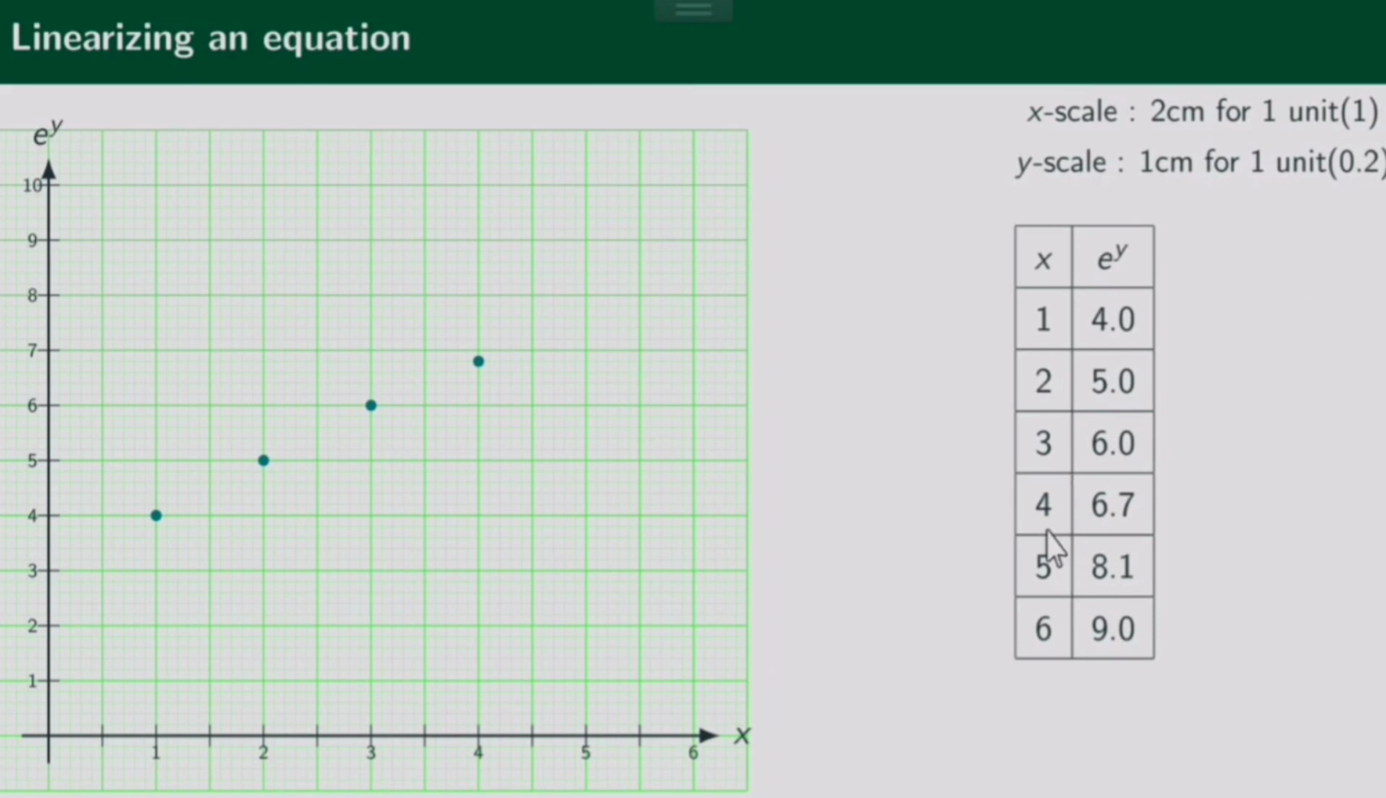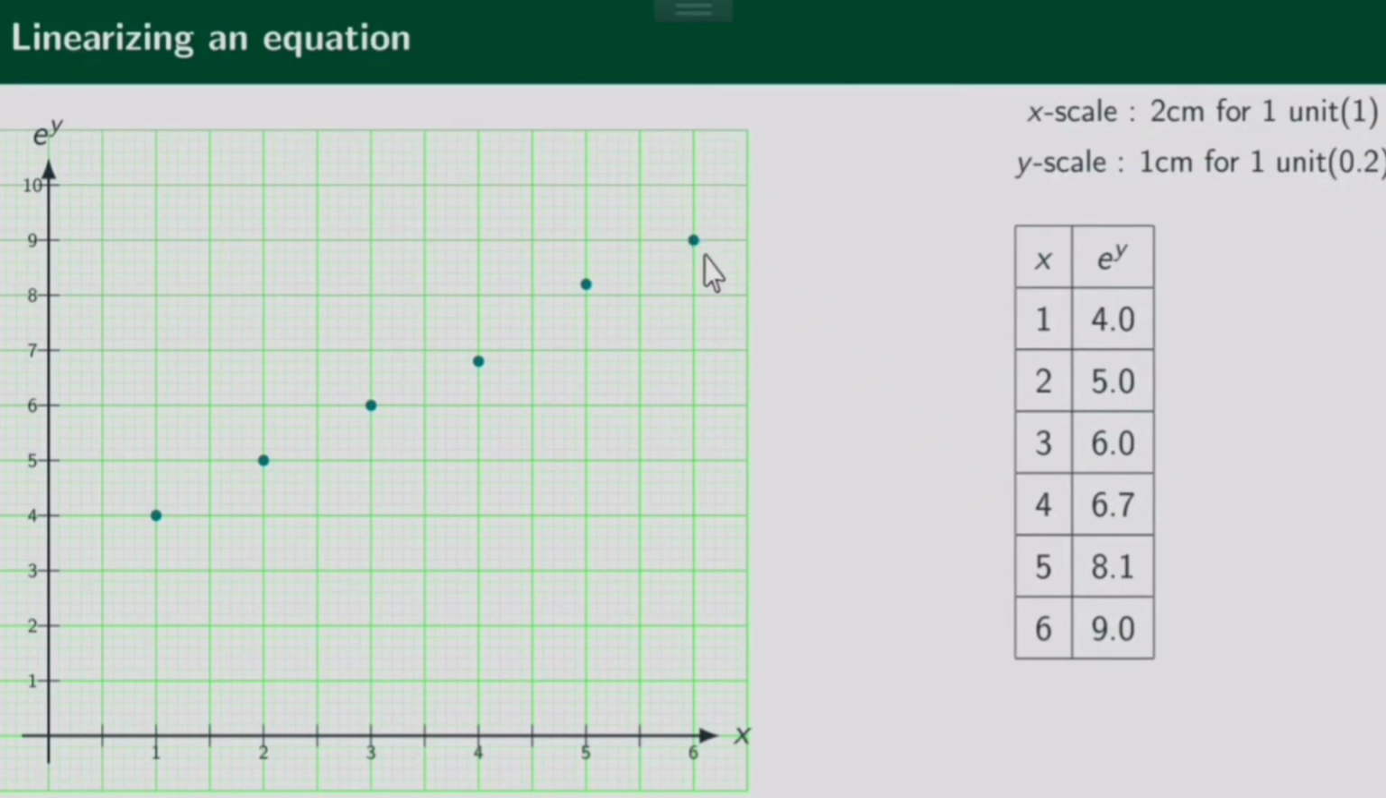Now the next value is x is 5 and y is 8.1. So I'll plot it at 8.2. I round it up, so 8.2. Then finally, x is 6, y is 9. So this will be somewhere here.